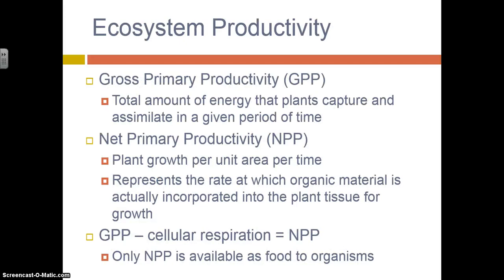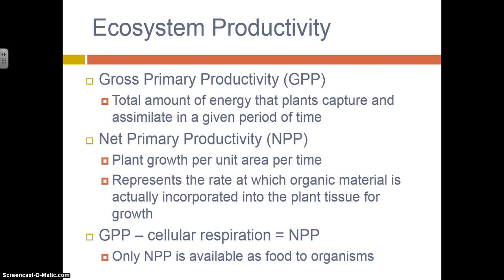So here we're going to talk about gross primary productivity and net primary productivity. You can kind of think of this like your paycheck. So you get your paycheck and you have your gross income, but then you take away all of your deductions and taxes and you're left with your net income. Well, gross primary productivity is the total amount of photosynthesis that's happening in an ecosystem. Net primary productivity is gross minus cellular respiration. So cellular respiration is kind of like all of those deductions and taxes that you have in your paycheck.